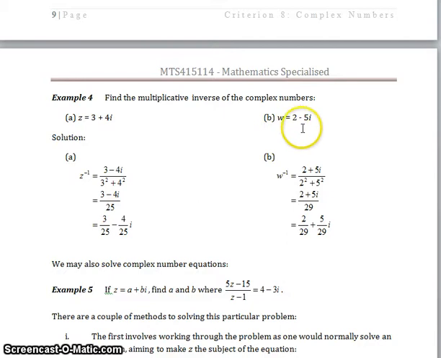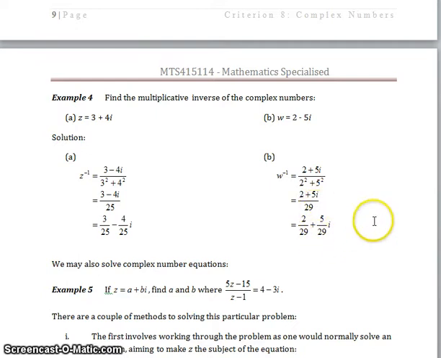Multiplicative inverse of w, which is 2 minus 5i: its conjugate on top, 2 plus 5i, and in the denominator we have 2 squared plus 5 squared, which is 29. Splitting it into 2, we have 2 over 29 plus 5 over 29i.